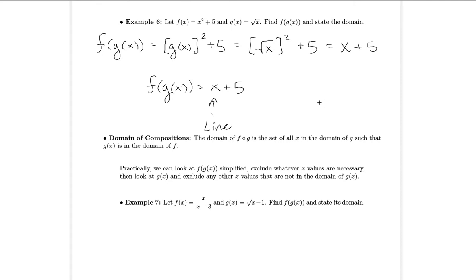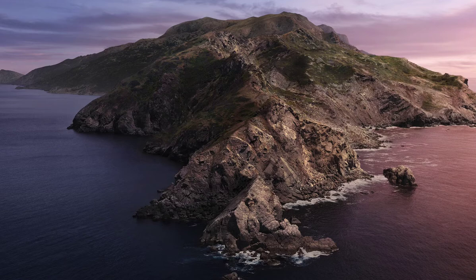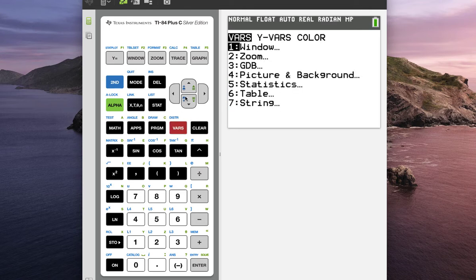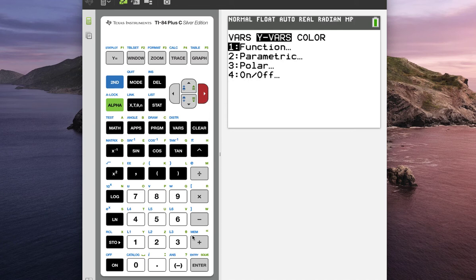I'm going to pull up the calculator. All right, and I've taken the liberty of putting the square root of x in for y1 and x squared plus 5 in for y2. And we wanted f of g of x, right? And this was f and this was g. So I'm going to type in the composition of these functions. The way I'm going to do that is type y2 parentheses y3. I'm going to hit vars. This will never be something I ask you to do on a test or anything, but you may want to do it just to check your work. So function vars, and then I toggled over to yvars, press enter.